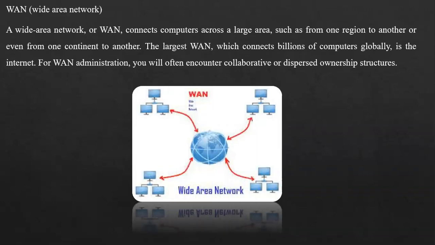Wide area network. A wide area network, or WAN, connects computers across a large area, such as from one region to another, even from one continent to another. The largest WAN, which connects billions of computers globally, is the Internet. For WAN administration, you will often encounter collaborative or dispersed ownership structures.